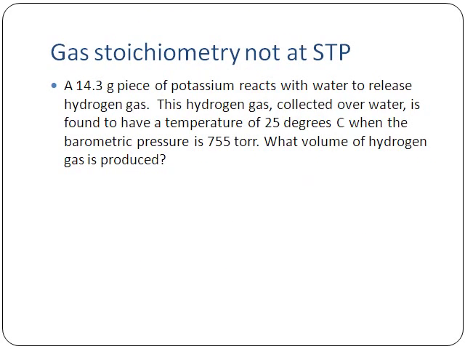So a 14.3 gram piece of potassium reacts with water to release hydrogen gas. This hydrogen gas collected over water is found to have a temperature of 25 degrees Celsius when the barometric pressure is 755 torr. What volume of hydrogen gas is produced?